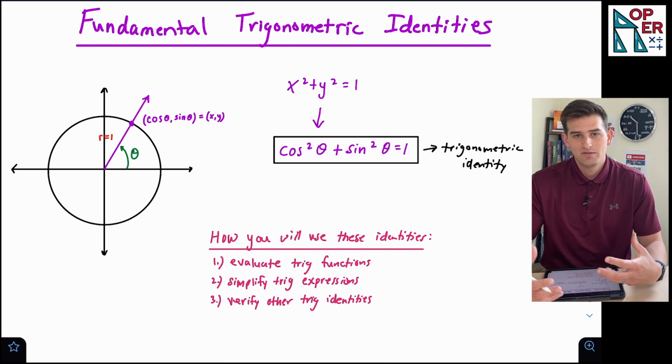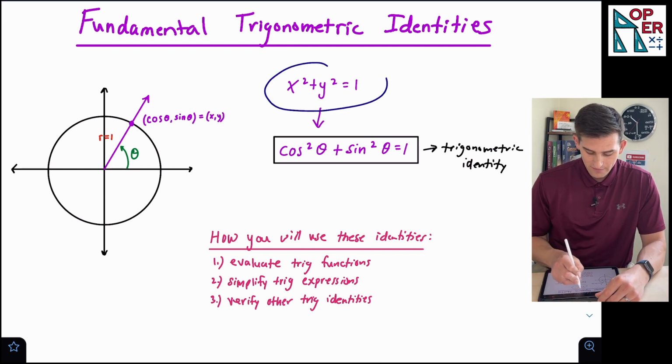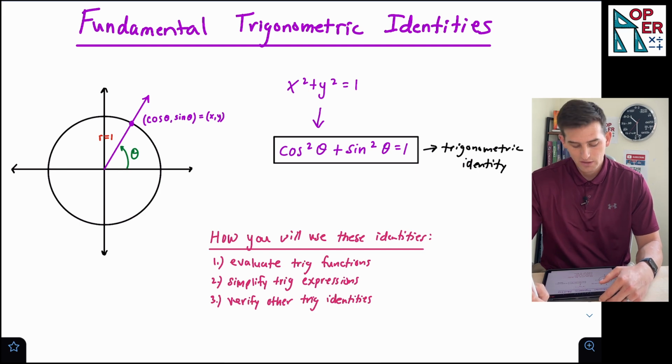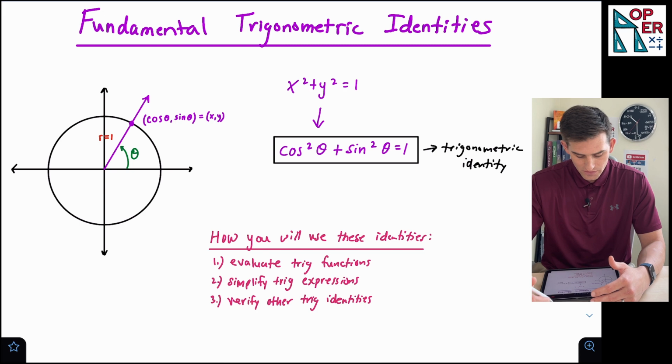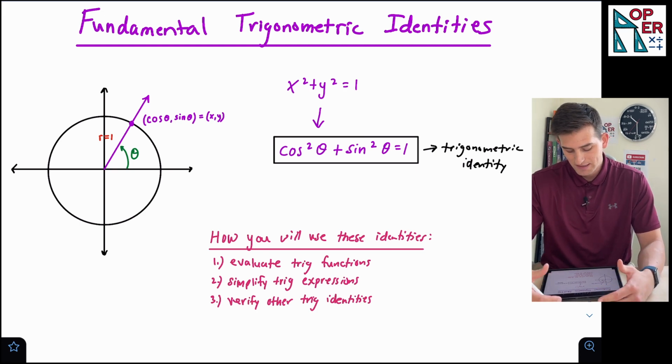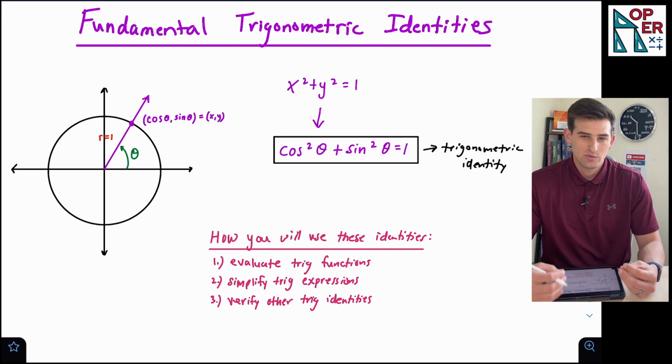So if we were thinking about the Pythagorean theorem, x squared plus y squared is equal to 1, in this case with our unit circle, then over here where we have x squared plus y squared equals 1, we could go ahead and plug in cosine for x and sine for y. So it brings us to this trigonometric identity: cosine squared theta plus sine squared theta is equal to 1. So this is one of our first identities that we're going to look at.